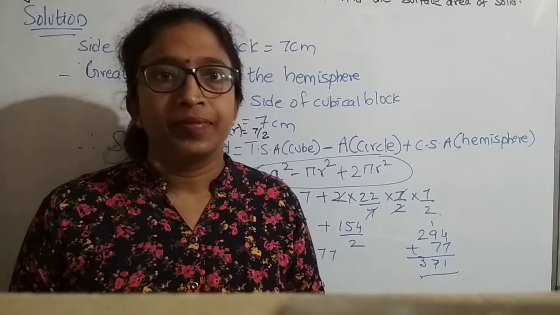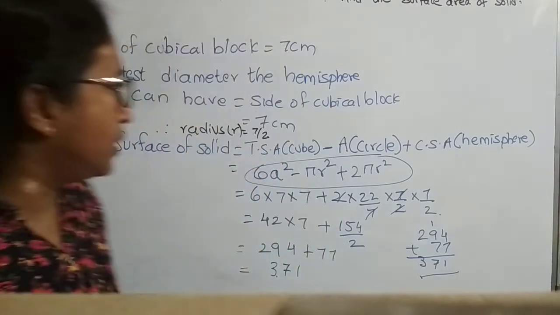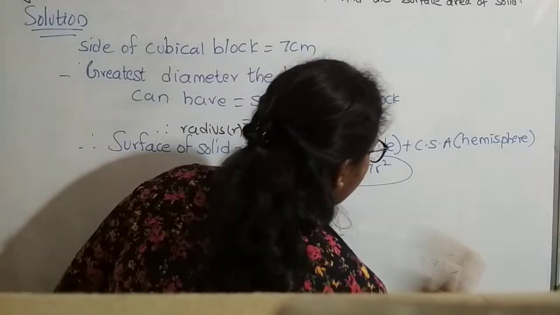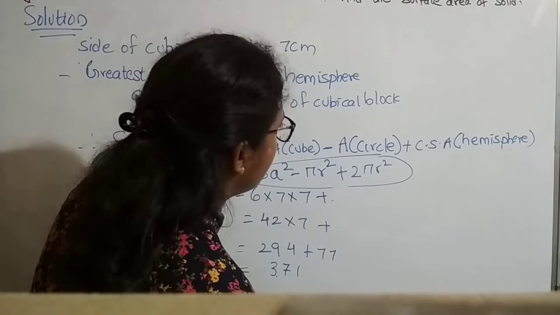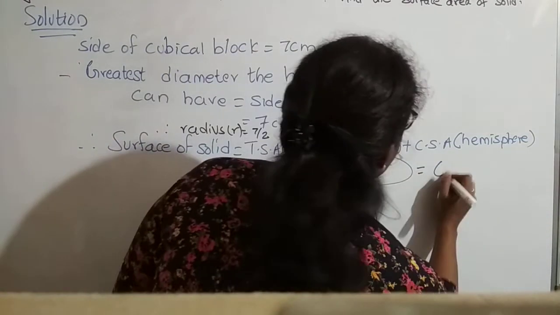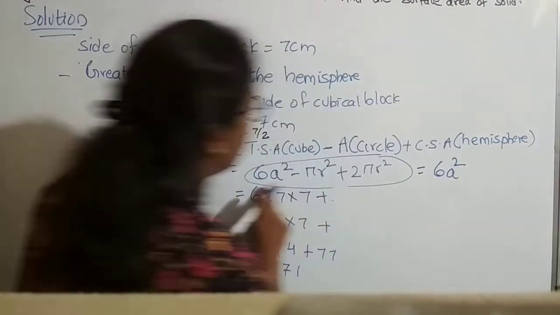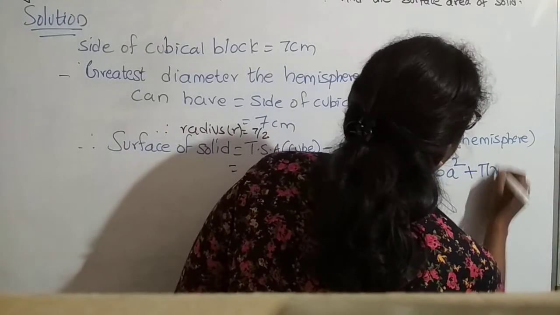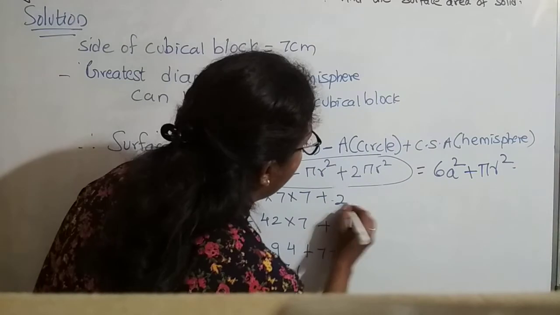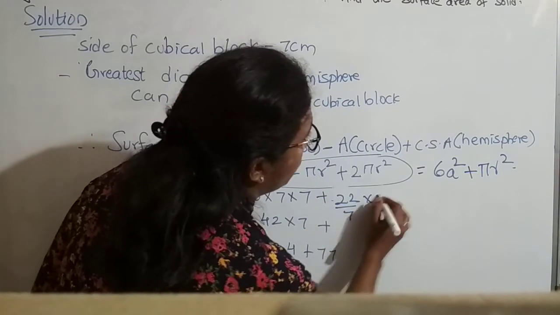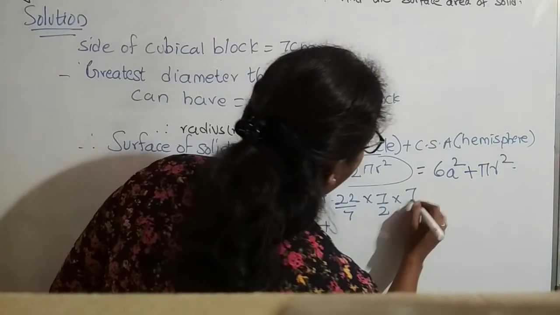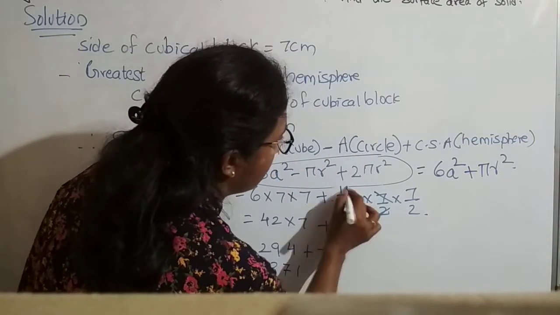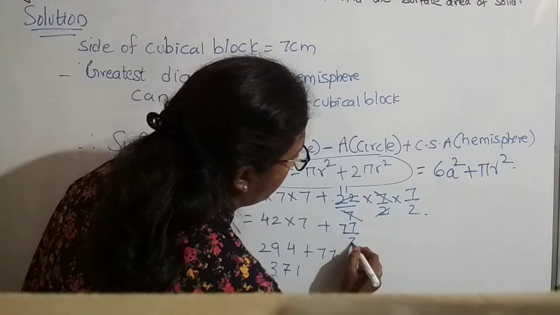Thank you. So here I think I have taken the 2 wrongly. I am really sorry, students. This is the reason why we should not skip this step. See, 6a square, 2 pi r square minus pi r square is actually plus pi r square. So here I made a mistake. So 22 by 7 into 7 upon 2 into 7 upon 2, correct? So here 7 cancel, 2 11s are 22, so we get 77 upon 2.